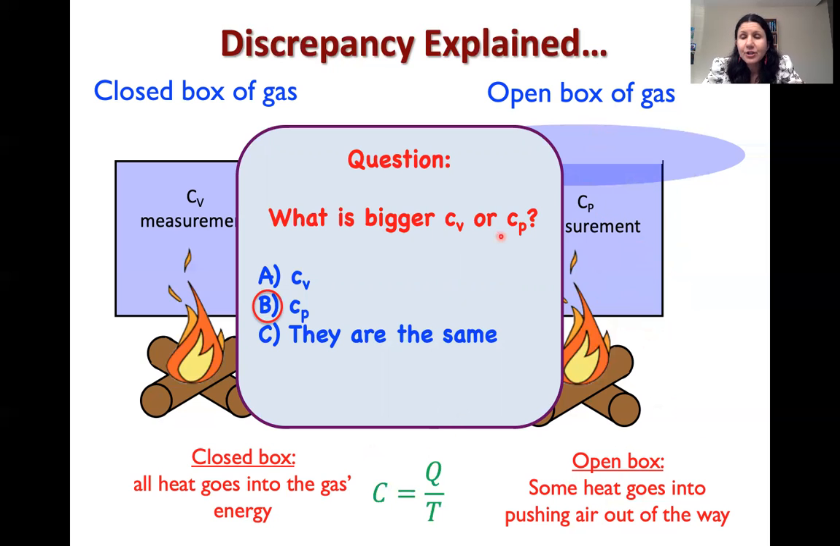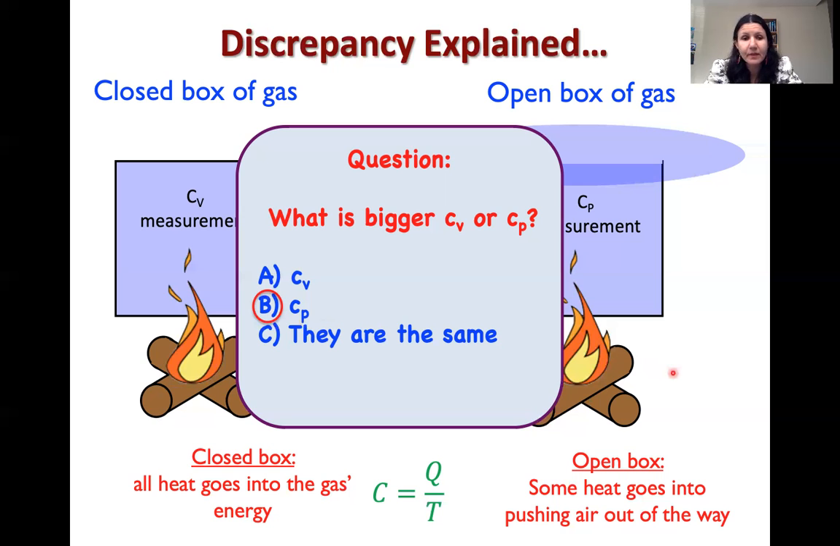Now, what's the definition of heat capacity and specific heat? It's Q over T. So in order to have that same increase of temperature, you have to add more heat in a constant pressure experiment. Why again? Because not all of that heat is going into the thermal energy. Some of it is leaving the system. So you have to add more. So the Q has to be bigger to have the same T.